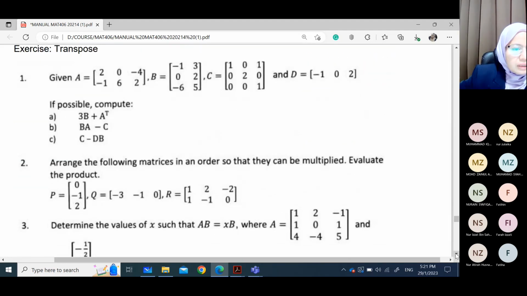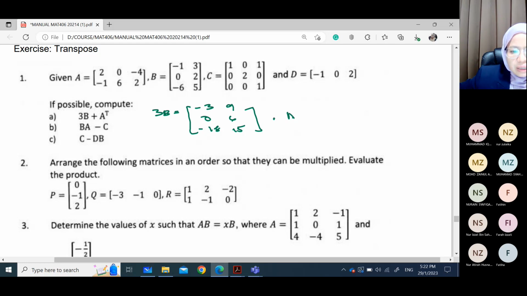Okay, so kita ada exercise dekat sini for transpose. So 3B plus A transpose. Okay, so 3B. Yang ini darabkan dengan 3. So for 3B, we have this matrix, negative 3, 9. 3 times 0, we have 0. 3 times 2, we have 6. 3 times negative 6, we have negative 18. And 3 times 5, we have 15. 3B.